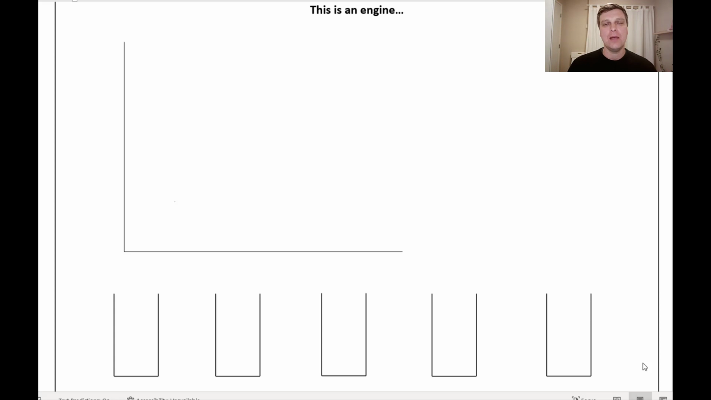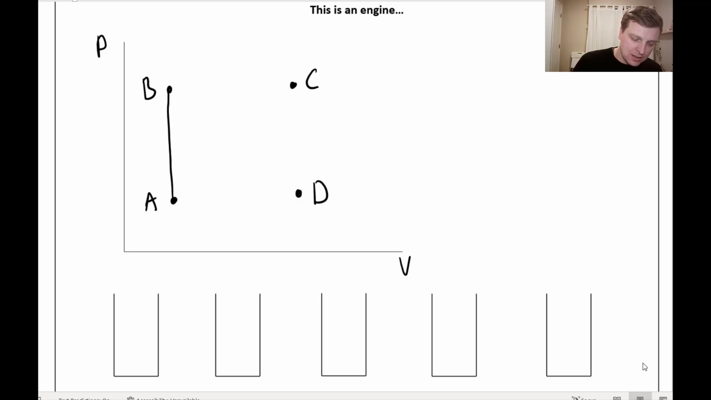And I remember that all came to a head one day when I went into my lecture hall and the professor on the board drew a picture. And he drew a picture for a PV diagram. And it looked something like this. He drew 4 points on the board, A, B, C, D. And then he connected the dots, which is always fun to do.